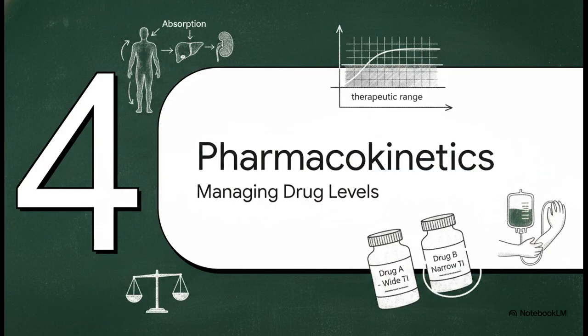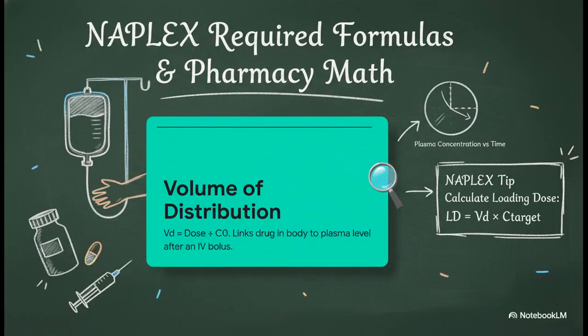All right, Section 4, Pharmacokinetics and Drug Levels. We're stepping it up a notch. This is a super high-yield area that determines how long a drug actually stays in the body, which is how we manage narrow therapeutic index drugs.